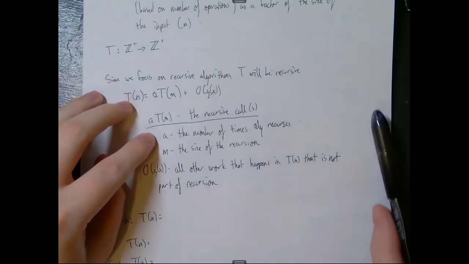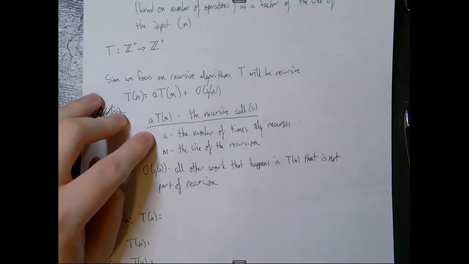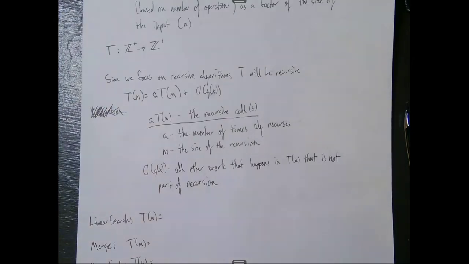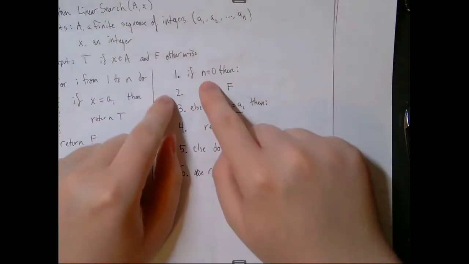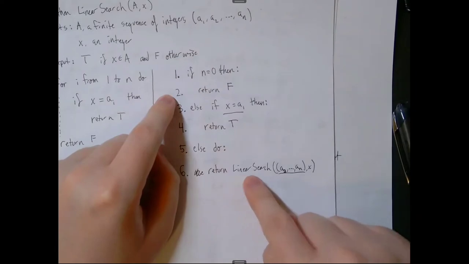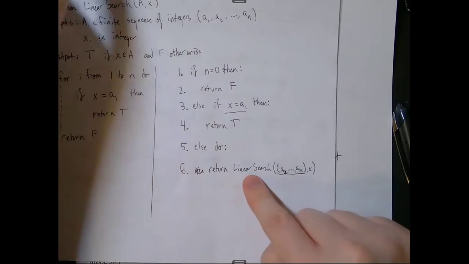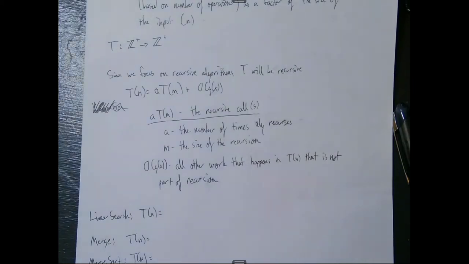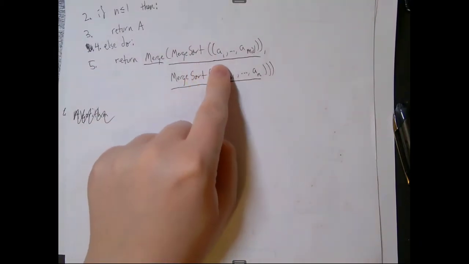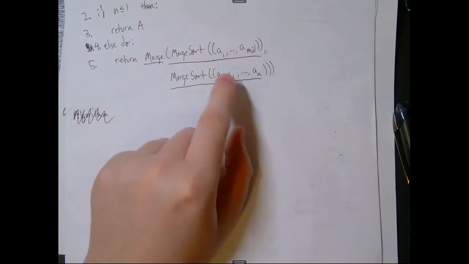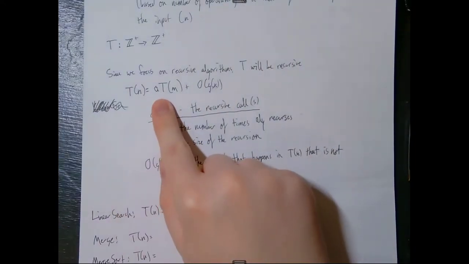So A is going to be the number of times that our current level actually recurses. So in linear search and in max element, we recurse only once per each level. Let me grab those algorithms again. I don't have max element on me, but I do have linear search. And when we're looking at an input of size n, we recurse exactly once on this one called linear search right here. However, merge sort recurses twice: once on the call to the first half of the list, and once on the call applying to the second half of the list. So in linear search's case, A would be 1, and in merge sort's case, A would be 2.